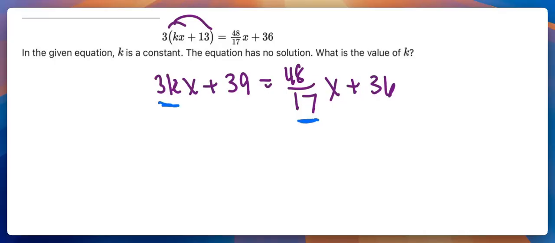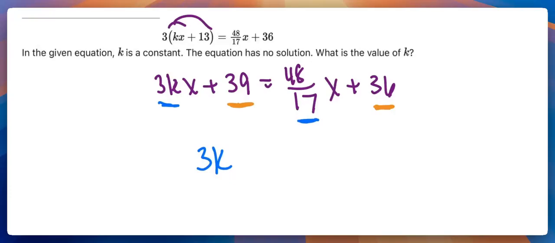And what will happen with no solution is that the constants over here, the numbers right here, are going to not be equal to each other. So if our coefficients match with our x's and we subtract from both sides to solve, those will zero out, and we'll end up with 39 equals 36, which is never true, so we have no solution. So all we have to do is go back and make that work.